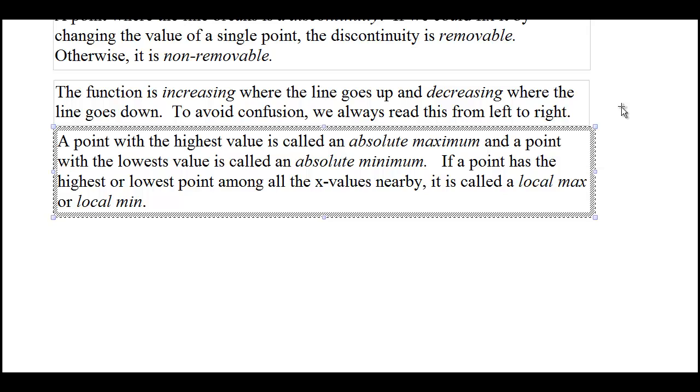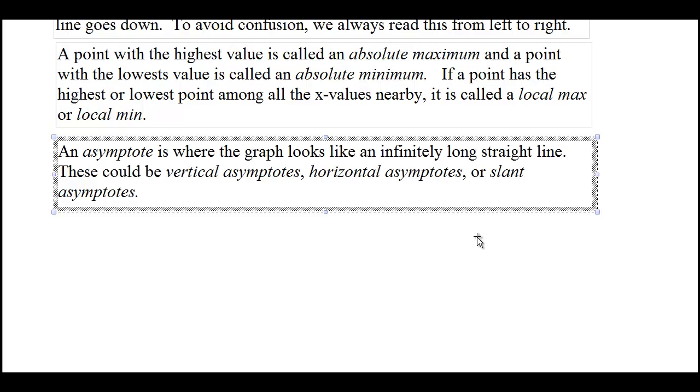A point with the highest value is called the absolute maximum, and a point with the lowest value is called an absolute minimum. There could be more than one absolute maximum or absolute minimum. If a point has the highest or lowest value among all the x values nearby, it is called a local max or a local min. An asymptote is where the graph looks like an infinitely long straight line.